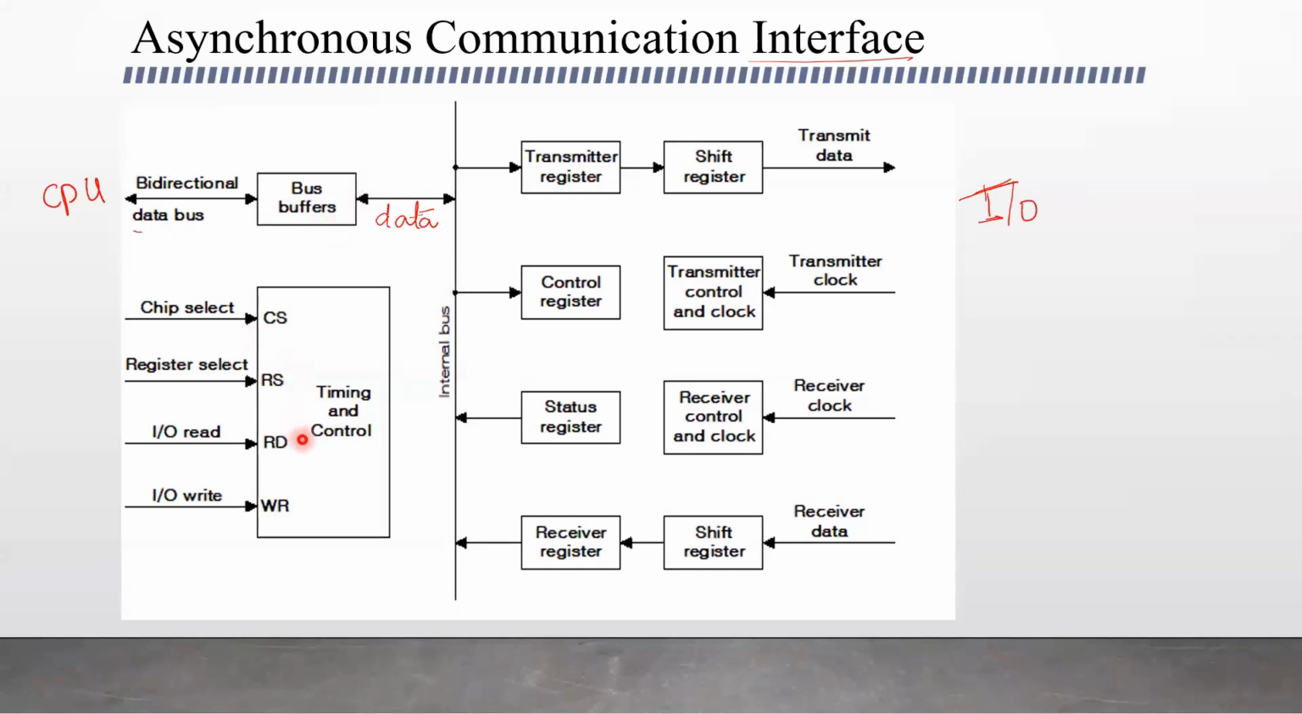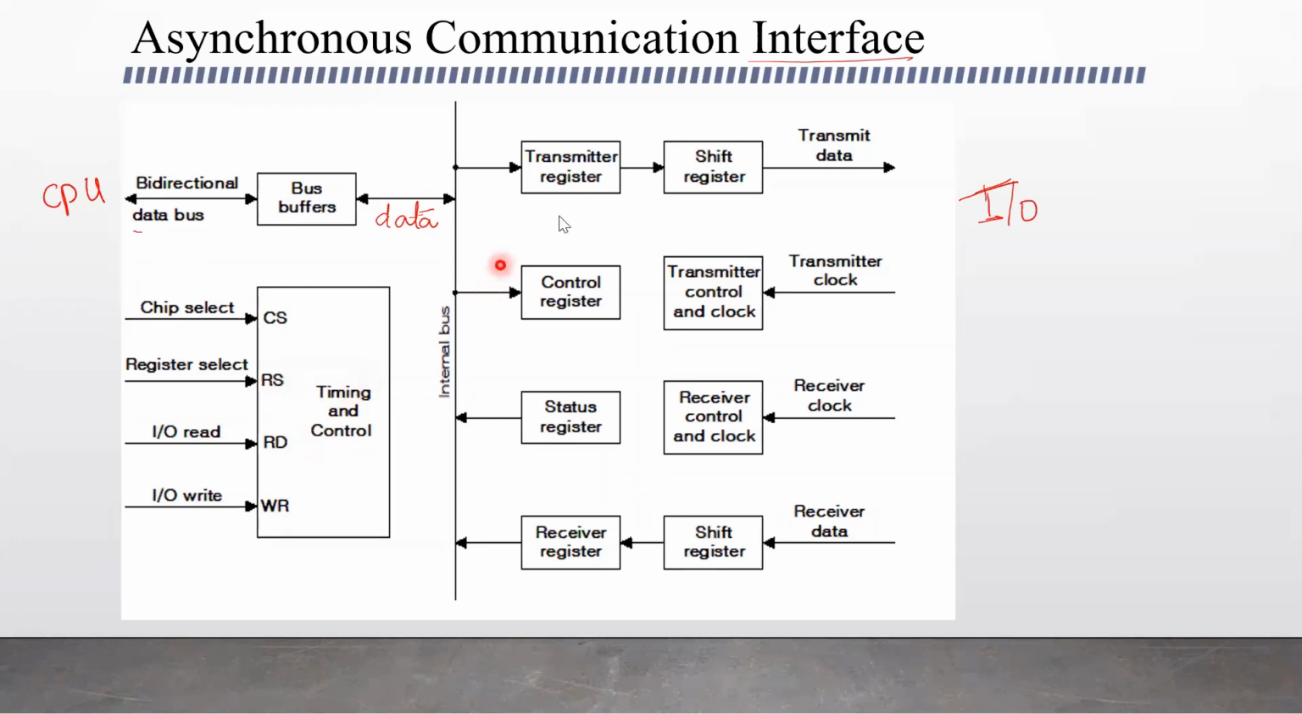And here we have these control signals, chip select, CS. Chip select is to select the interface, so which particular interface to select is selected by CS. And we have other controls, RS, register select, and IO read and IO write. Here the register select is used in association with read and write, to say when a register is selected, whether it is selected for reading or writing.